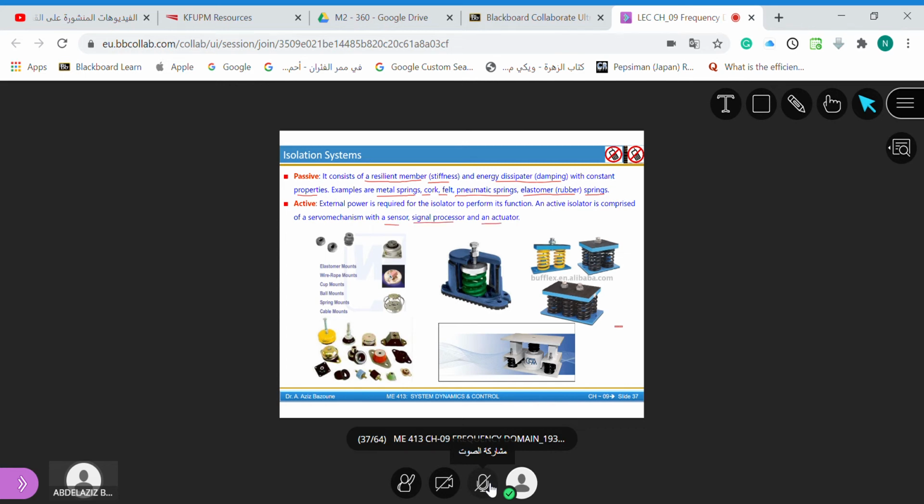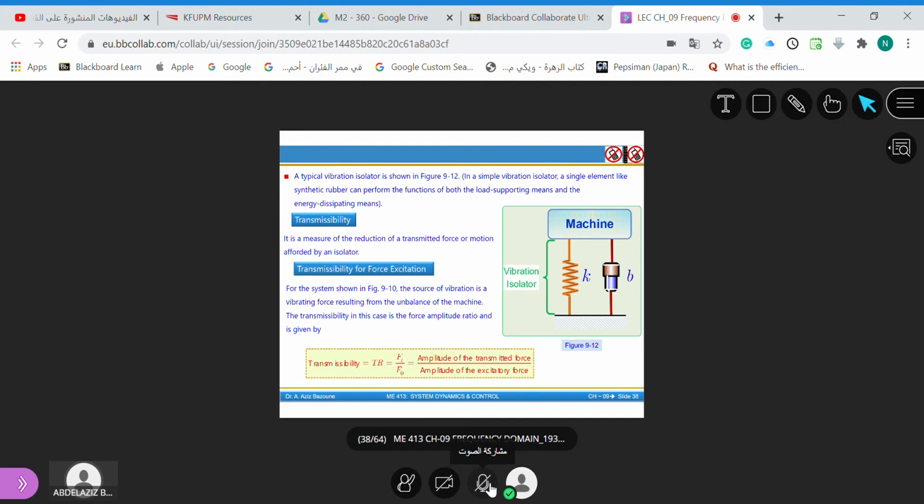So these are some isolators that we put under the machine. Maybe you have seen, if you go to Aramco or big companies, you will see these isolators are put here. عبارة عن springs, and then inside there is a damper. So the typical vibration absorber isolator is shown in this figure. We can put it this way. In a simple vibration isolator, a single element like synthetic rubber can perform the function of both the load supporting means and the energy dissipation.